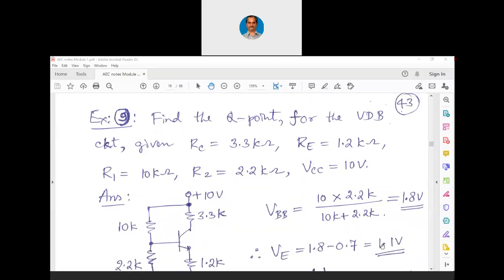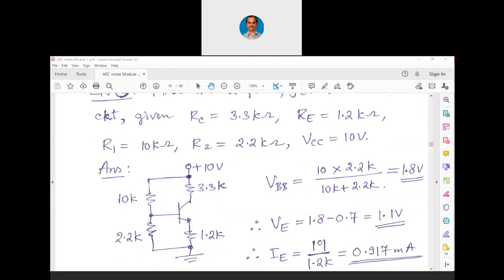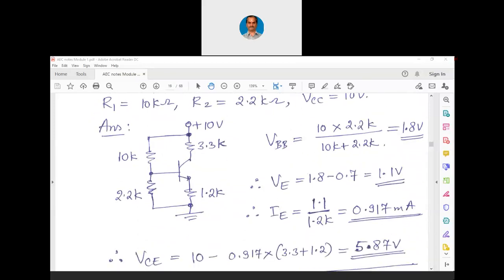So VE is 1.8 minus 0.7, 1.1. IE is 1.1 divided by 1.2K. That is 0.917 milliamperes. We can approximate IE with IC now. So apply the KVL to the output side. VCE equals 10 minus 0.917 into 3.3 plus 1.2. That milli I am not putting, kilo I am not putting because they get cancelled. So 3.3K at the resistor, collector resistor, 1.2K emitter resistor. I am adding them together. We get VCE equals 5.87 volts.